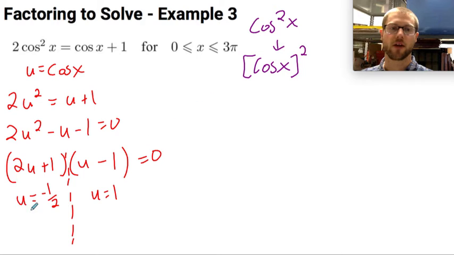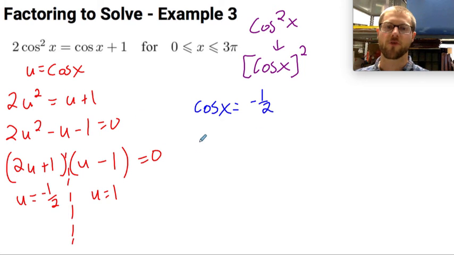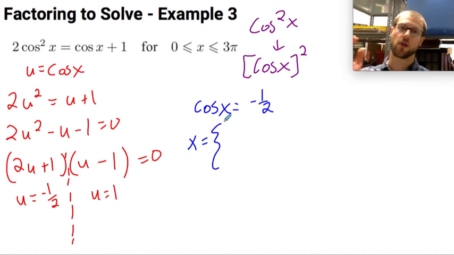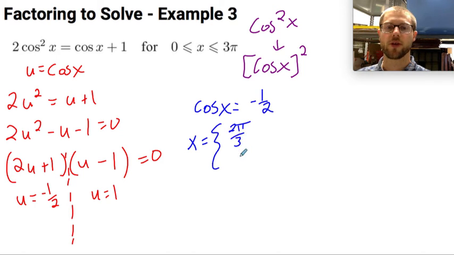So I'll take this first solution here. I'll say the cosine. So now I'll take this actual equation here, u equals negative 1/2, and I'll substitute back in cosine of x. So I have the cosine of x equals negative 1/2. And let's just solve this right here first. So x could equal, when cosine of x is equal to negative 1/2, that's going to be in quadrants 2 and 3. So I'm thinking that's going to be a 2 pi over 3 and a 4 pi over 3.